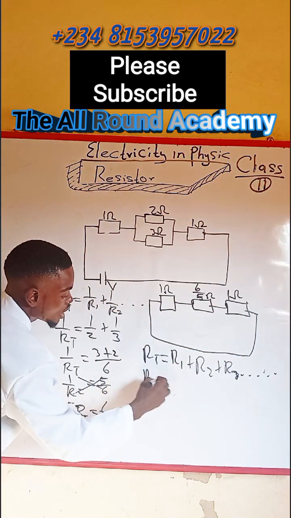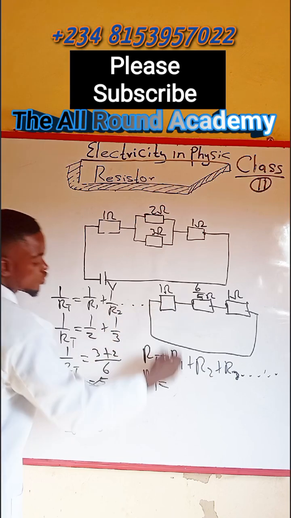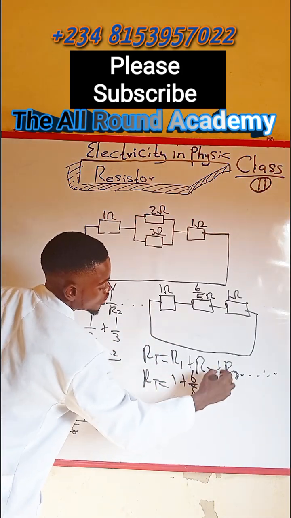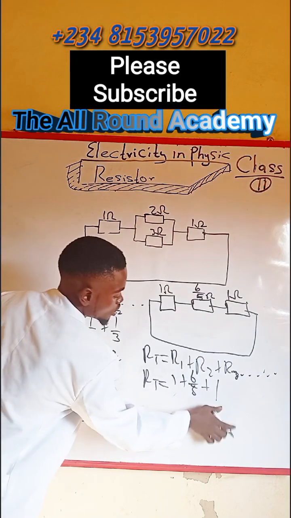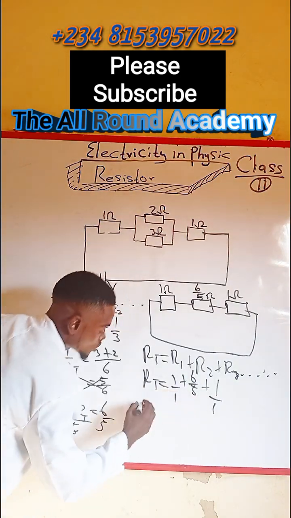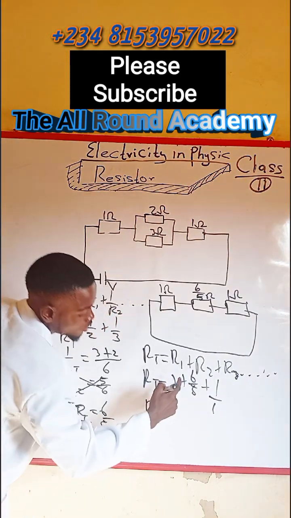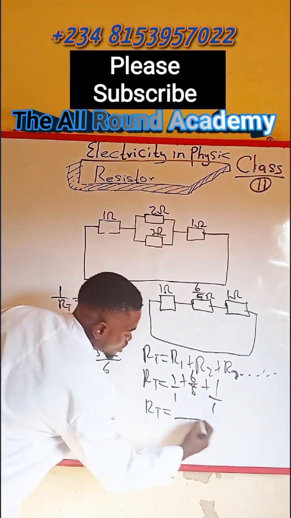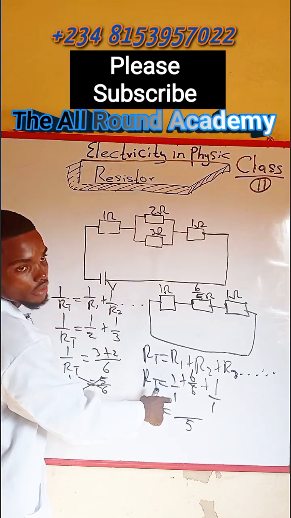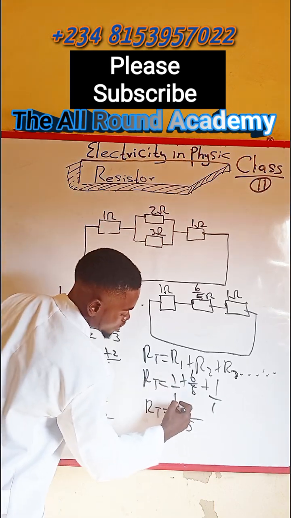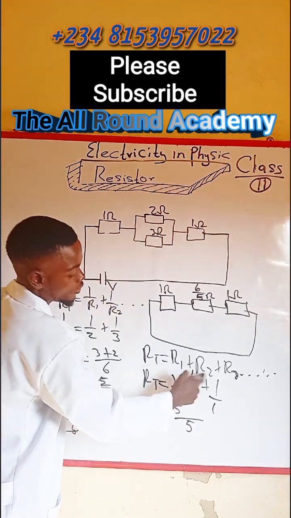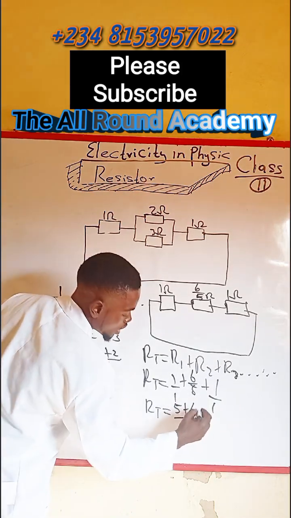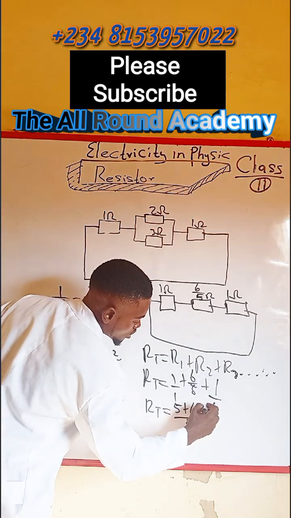So the total resistance I now have in series is 1 plus 6 over 5 plus 1. At this juncture, we put a dash here 1, a dash here 1, so that the R total equals the LCM of 1, 5, and 1, which is nothing but 5. 5 divided by 1 is 5. 5 multiplied by 1 is 5. 5 divided by 5 is 1. 1 multiplied by 6 is plus 6. 5 divided by 1 is 5. 5 multiplied by 1 is 5.